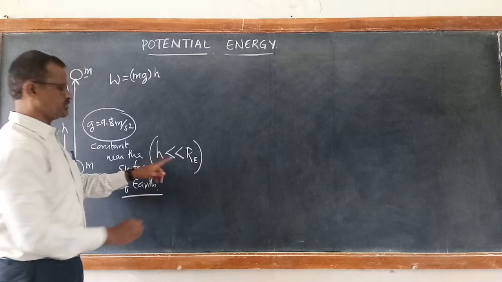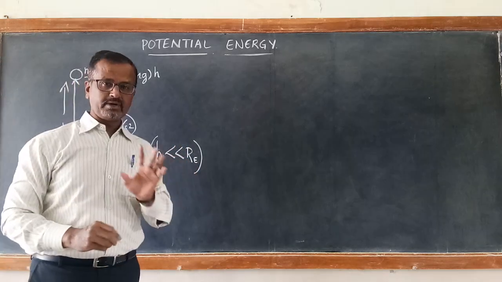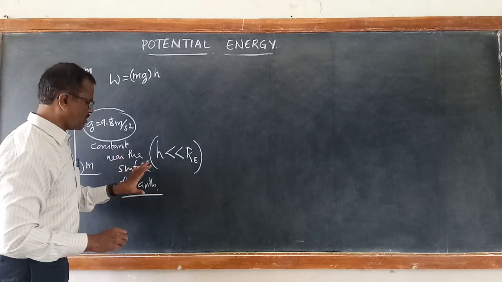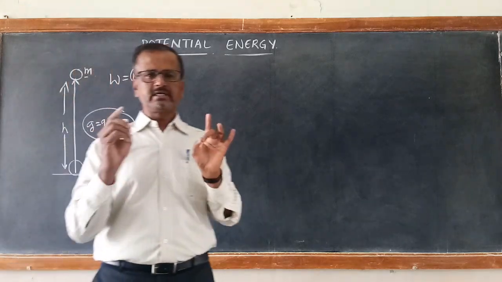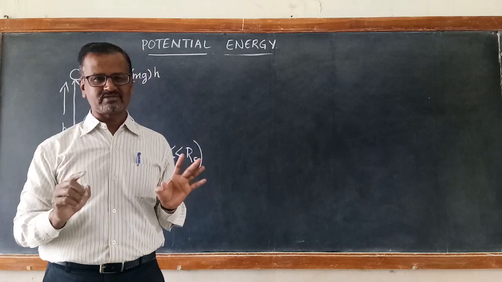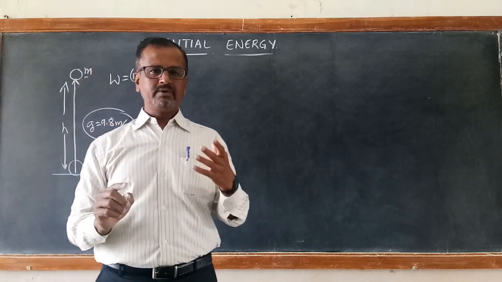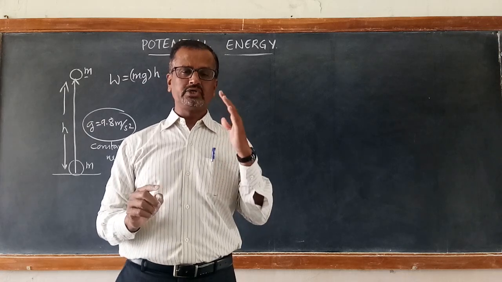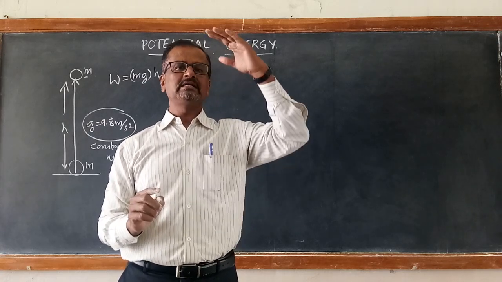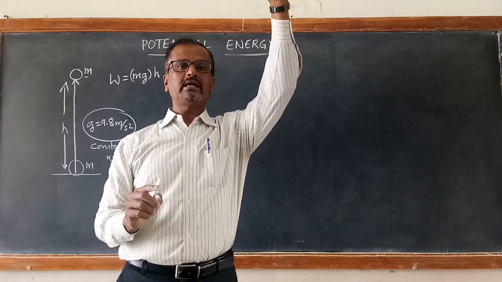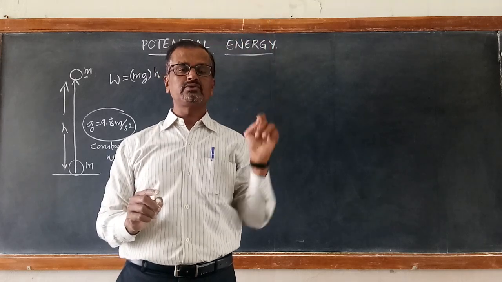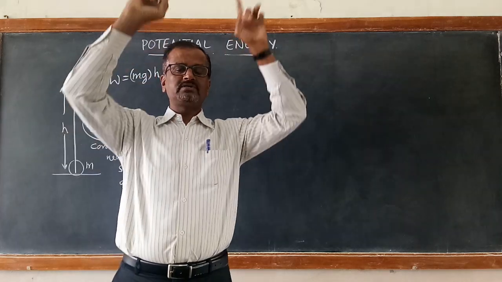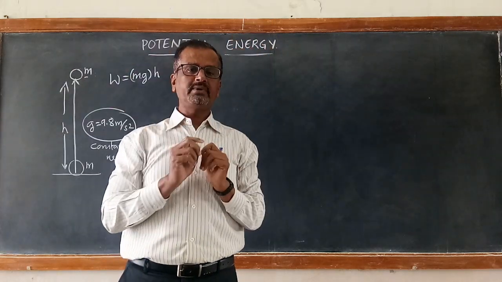For such heights, which are very much less compared to the radius of Earth, we take ordinary heights, and for such ordinary heights we assume that acceleration due to gravity g remains constant. But you will study later, in the topic of gravitation, how acceleration due to gravity varies as we go to greater and greater heights. Variation of acceleration due to gravity as a function of height, as a function of position, we are going to learn later in the topic gravitation.